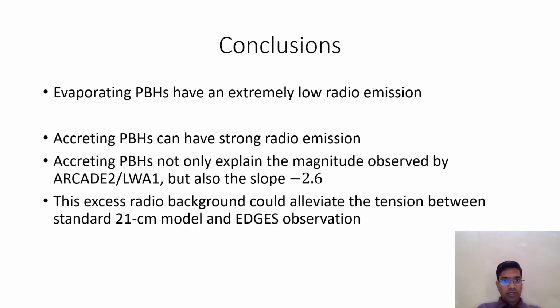So let us now conclude. So we have seen that the evaporating primordial black holes have a very low radio emission and hence cannot possibly explain the excess radio background as seen by the ARCADE and LWA. However, the accreting primordial black holes are very interesting candidates as they have a very strong radio emission, and these accreting primordial black holes not only explain the magnitude but also explain the power law index, which is minus 2.6.